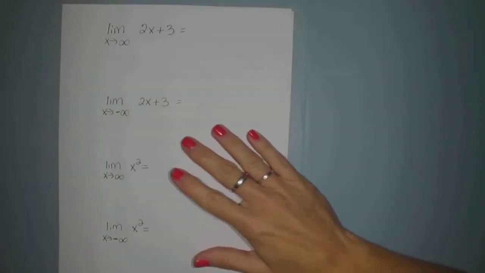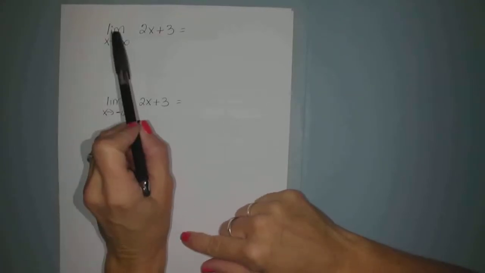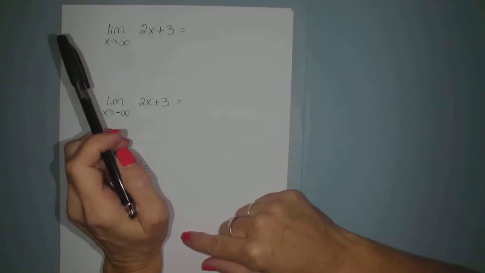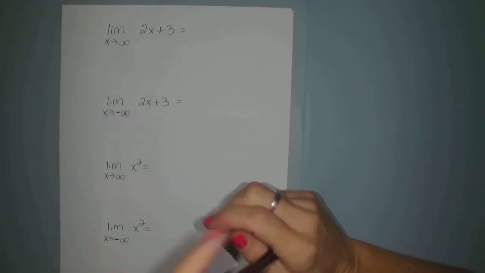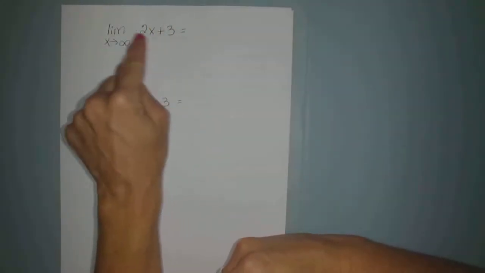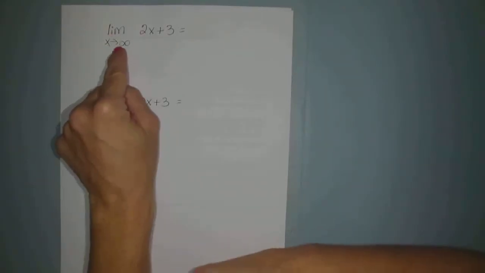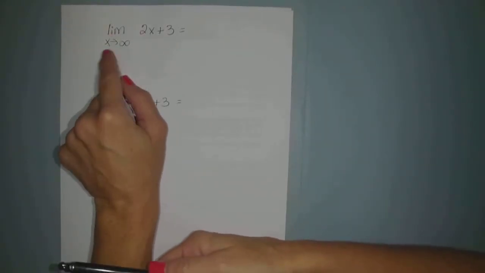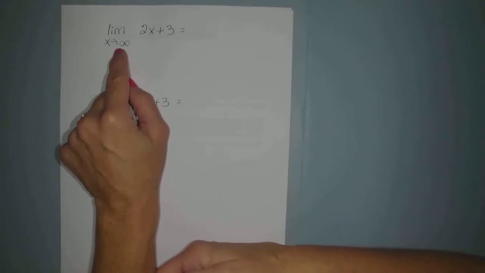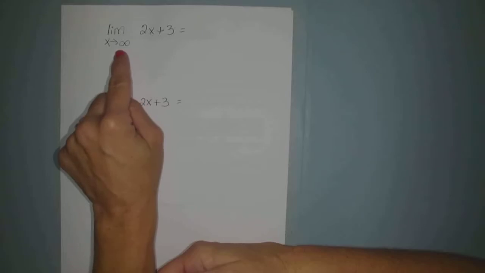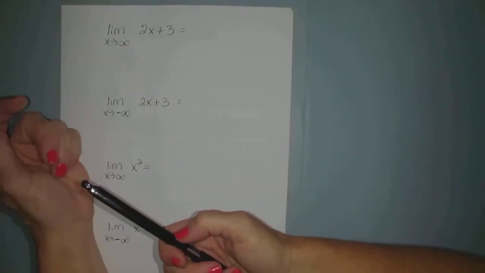So if you take a look at this first limit I have here, it says the limit as x approaches infinity of 2x plus 3. Let's talk about what we're trying to find here. What we're saying is, if we graph the linear function 2x plus 3, and we go way out to the right, x is getting very large with no boundary. So that would be pushing us to the right side of the x-axis. So we go way out to the right. What are the y values heading toward?